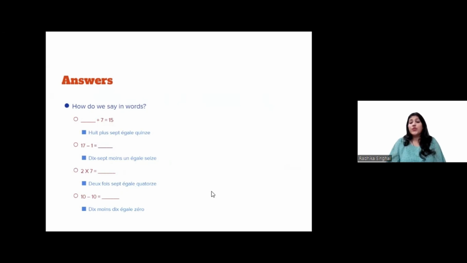Very good. If you did it by yourself, and even if you didn't, I would love it if you would try this exercise at least once. So with this, we end our lesson.